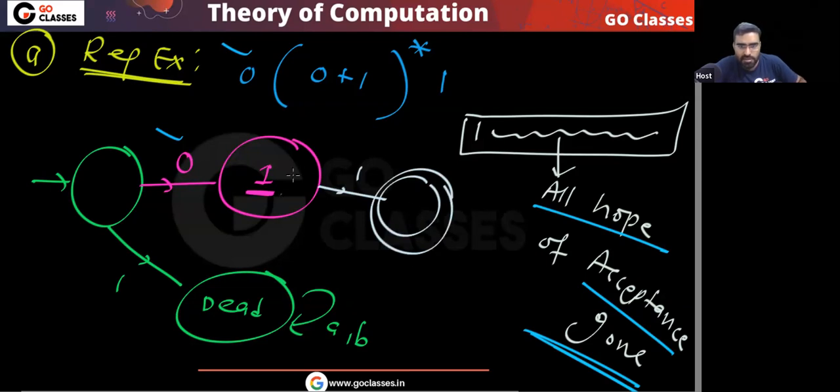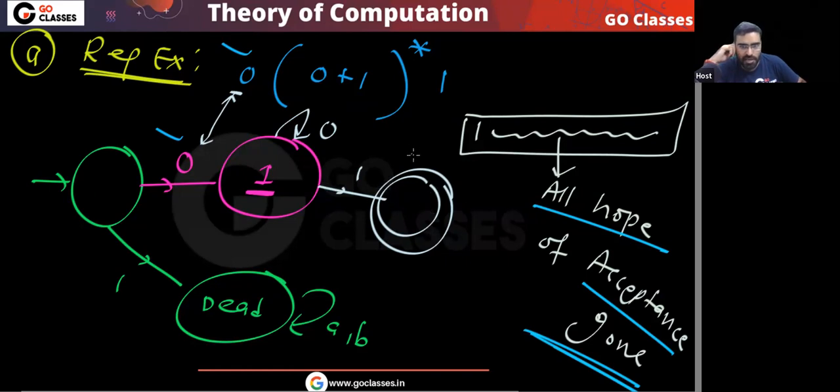In this state, I have seen 0 and I am waiting for 1. If 0 comes, what will I do? I have already seen this 0. Now, if another 0 comes, no problem. I can ignore it. I will wait for 1.